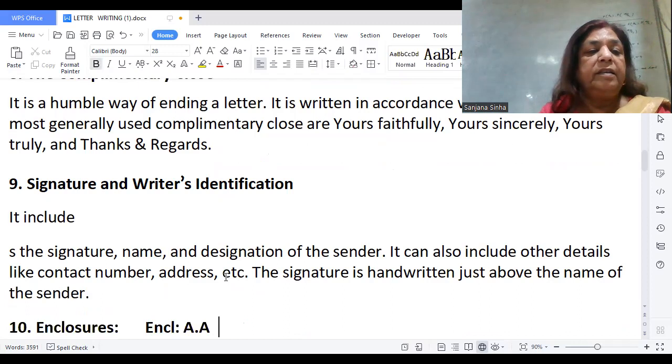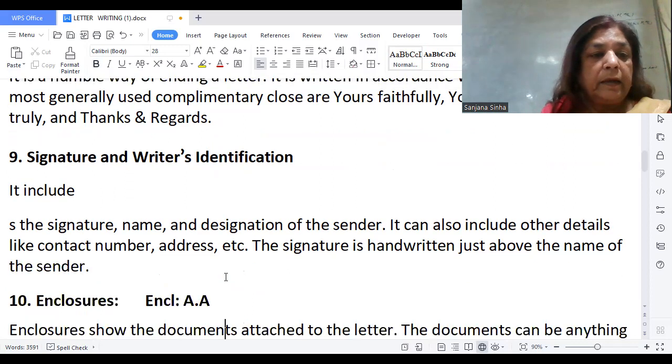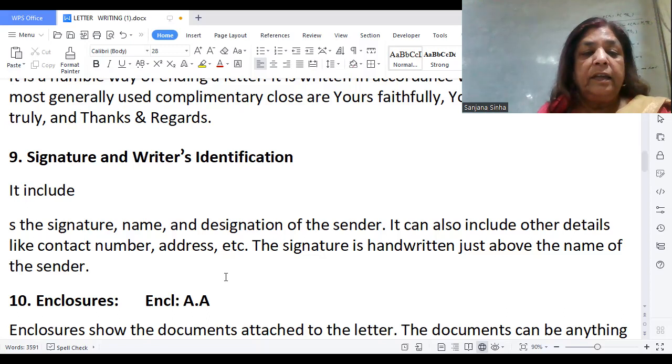The ninth part is your signature, the writer's identification. It includes the signature and the designation, if any. If you are the executive or the manager, you must put in your name and the designation. It also includes other details like contact numbers, address, etc. The signature is handwritten just above the name of the sender.